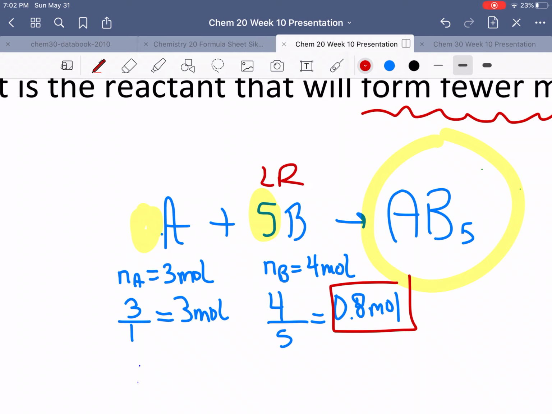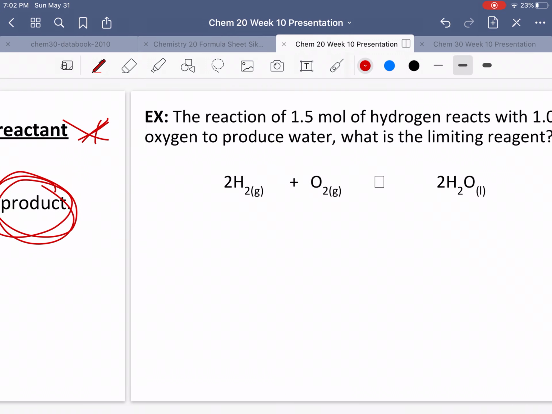Look at those ratios. If I wanted to react with 3 moles of A, technically I would need a total of 15 moles of B. I don't have even close to that. B is limiting. Let's do another example.